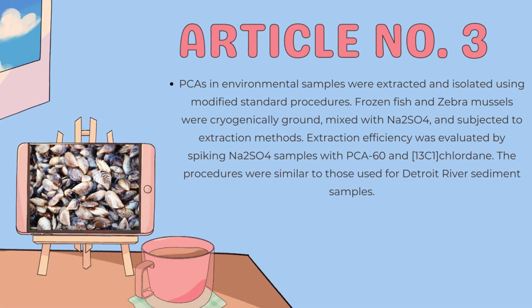For article number 3, PCAs in environmental samples were extracted and isolated using modified standard procedures. Frozen fish and zebra mussels were cryogenically ground, mixed with sodium sulfate, and subjected to the extraction method. Extraction efficiency was evaluated by spiking sodium sulfate samples with PCA 60 and 13C10 chlordane. The procedures were similar to those used for Detroit River sediment samples.